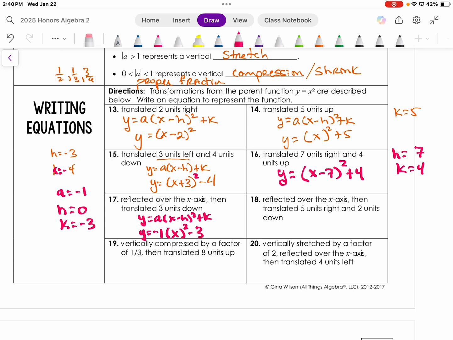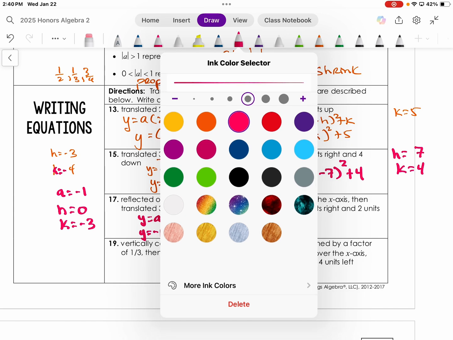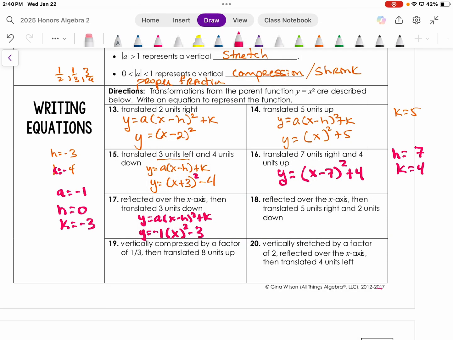And typically we would see that one written as y equals negative x squared minus 3. That's how that's usually going to be displayed. Because again, if we were finding the ordered pairs and I put in a value for x, I would square the x value, then multiply it by a negative 1, is what I ended up doing.